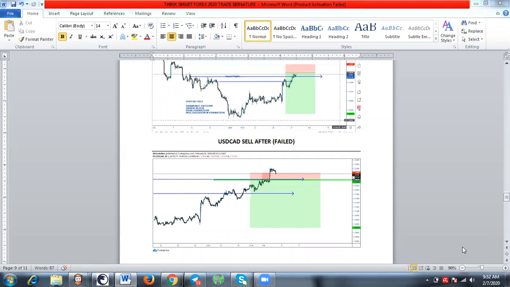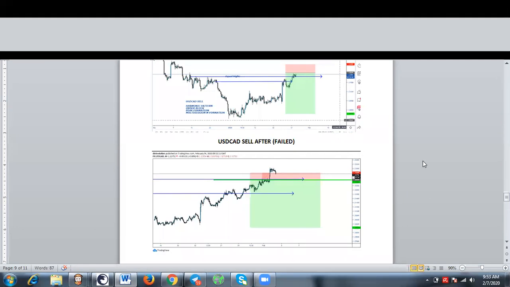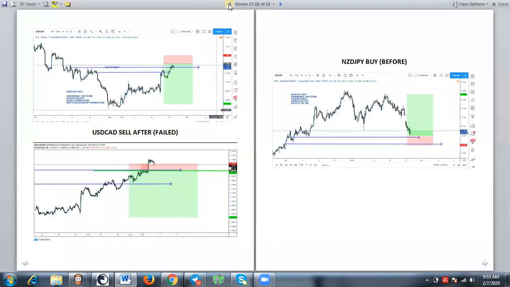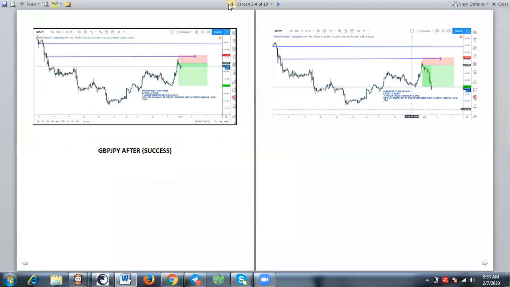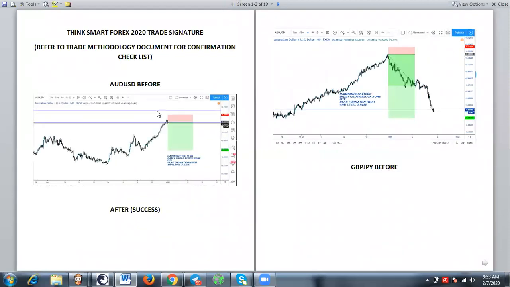So we're just going to go through some of the setups we've had this year to see how they perform. Okay, let's just go through. Firstly, we had AUD USD.